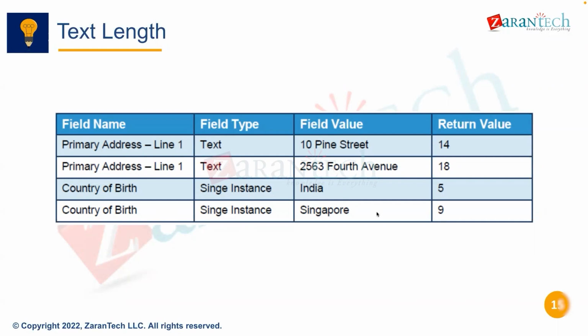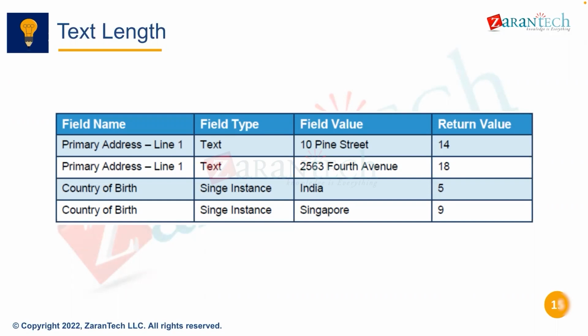So whenever you are asked to provide the length of the text field which is present, we use the text length feature. And this comes in handy at times when there's a restriction you want to set on the primary address line length. So if you want to set a restriction that you can't enter primary address line 1 greater than 12 characters including spaces, that's how it comes in handy.